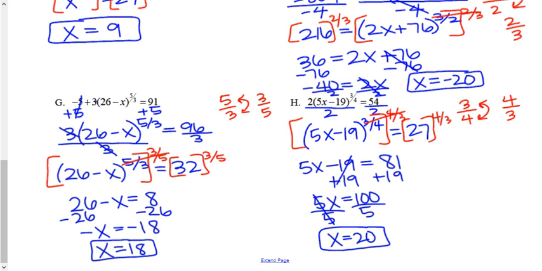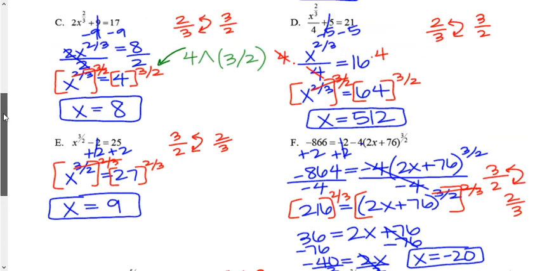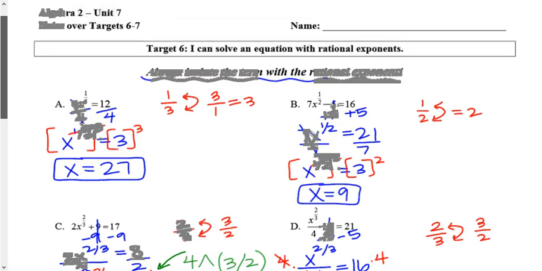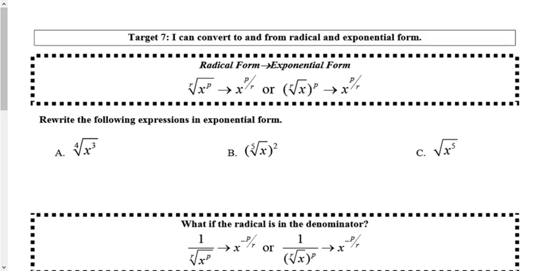Alright. So, to do these problems, all you're going to do is isolate the rational exponent term, so the term that has an exponent that's a fraction. And then you're going to take both sides to the power of that fraction flipped upside down. Then you'll solve for x if needed. Alright, let's do target 7 now.